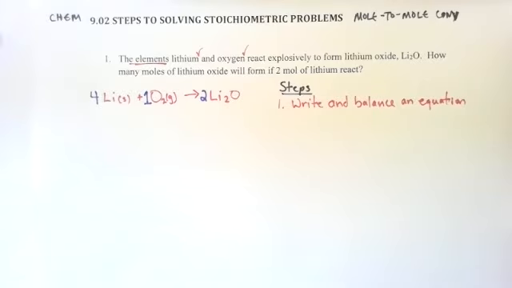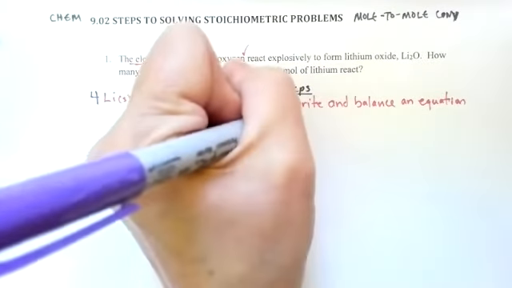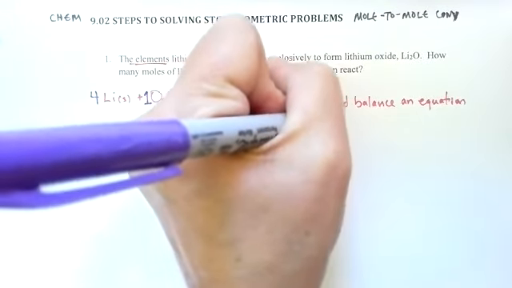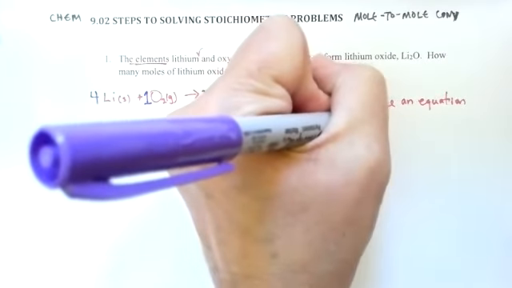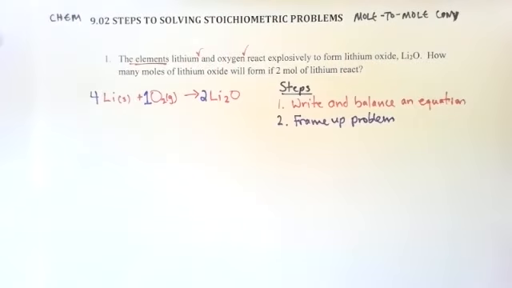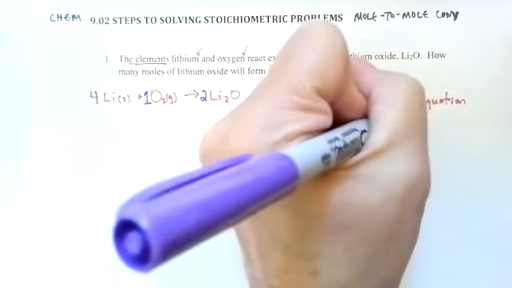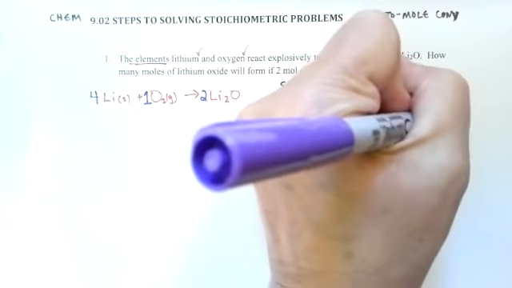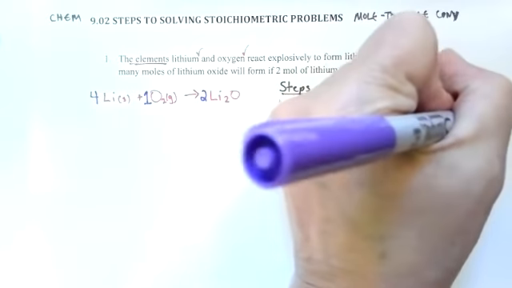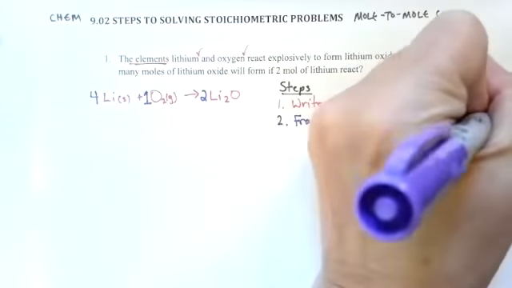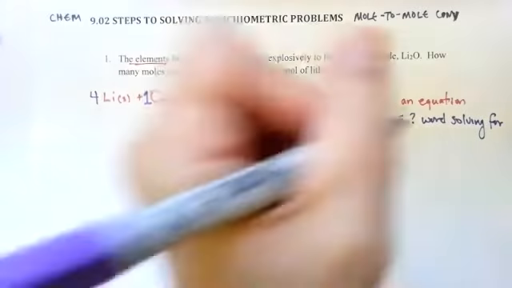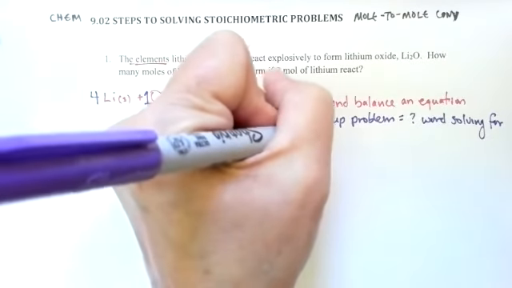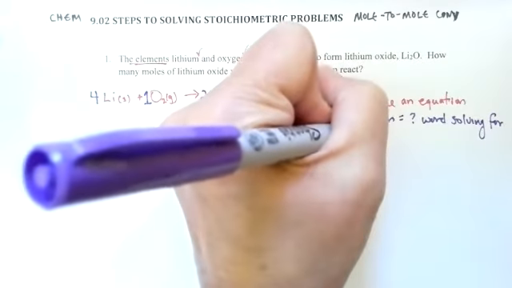Once you have that equation, the next thing that you want to do is to frame up the problem. This should seem familiar because back when we did dimensional analysis, this is what I told you to do. You look for the question word, and that's what we're solving for. And what's given is what we're starting with. The given value is our starting point.